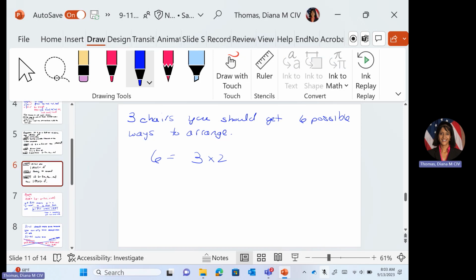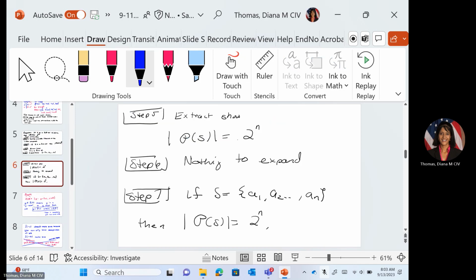I ended here. We go back to your notes, and I ended right here. This is the conjecture I want to prove.